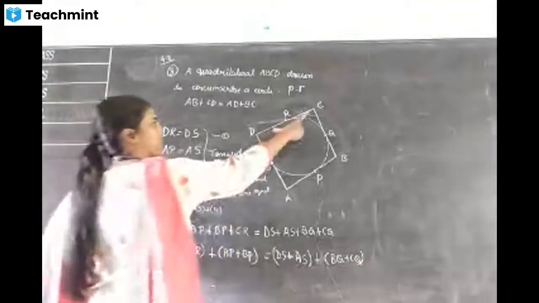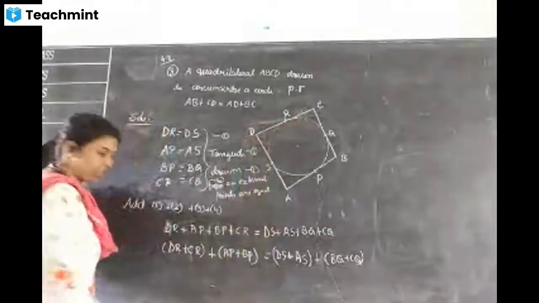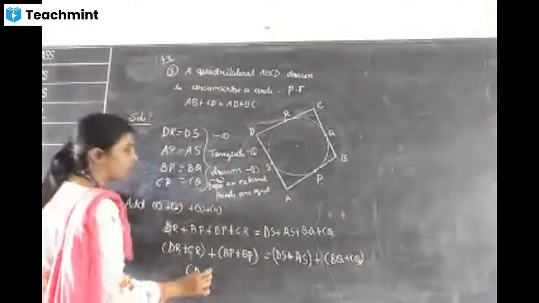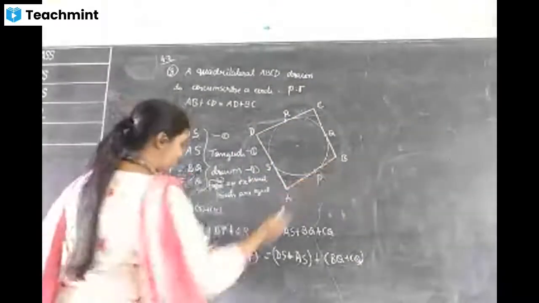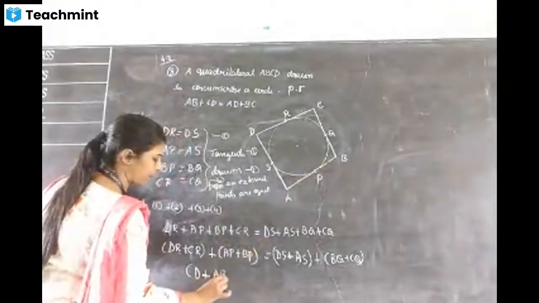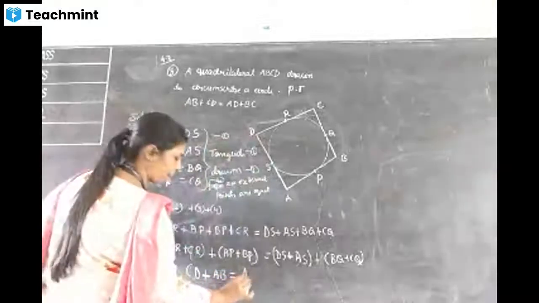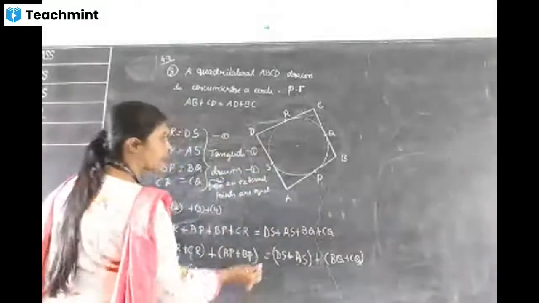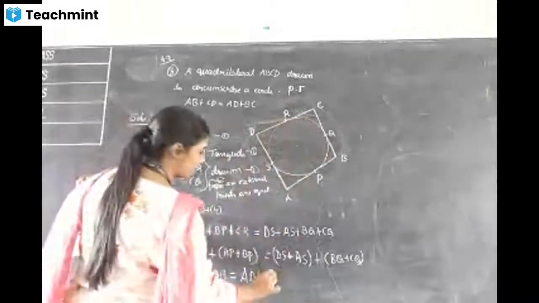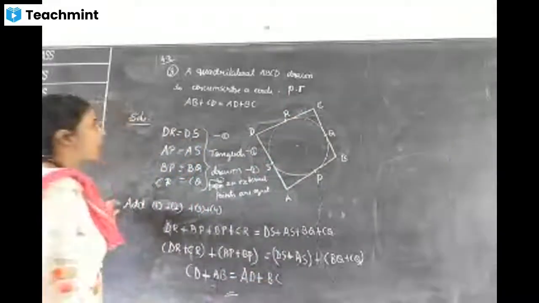DR plus CR is nothing but CD, isn't it? It is CD. Plus AP and BP is nothing but AB. Equal to DS, AS, which is nothing but AD. Next, it is BC. This is the proof they asked.